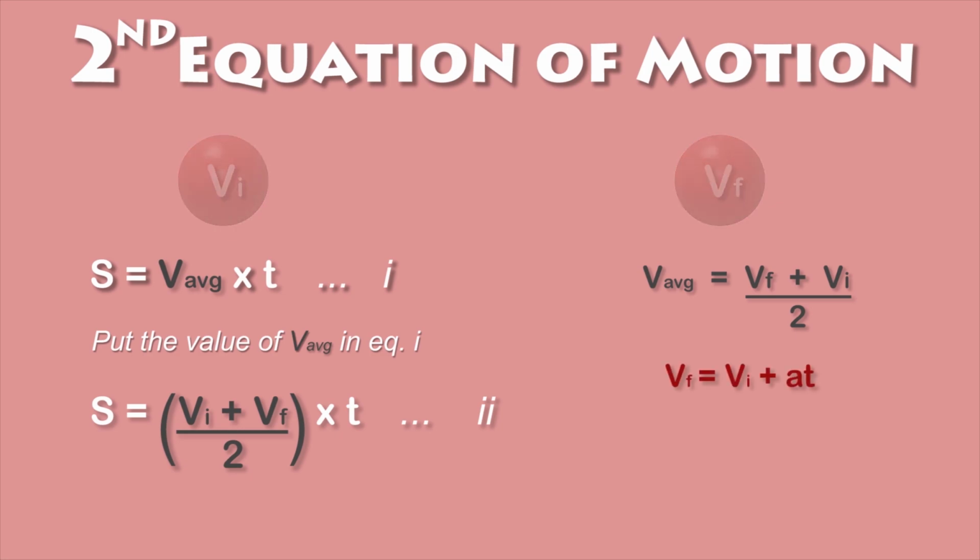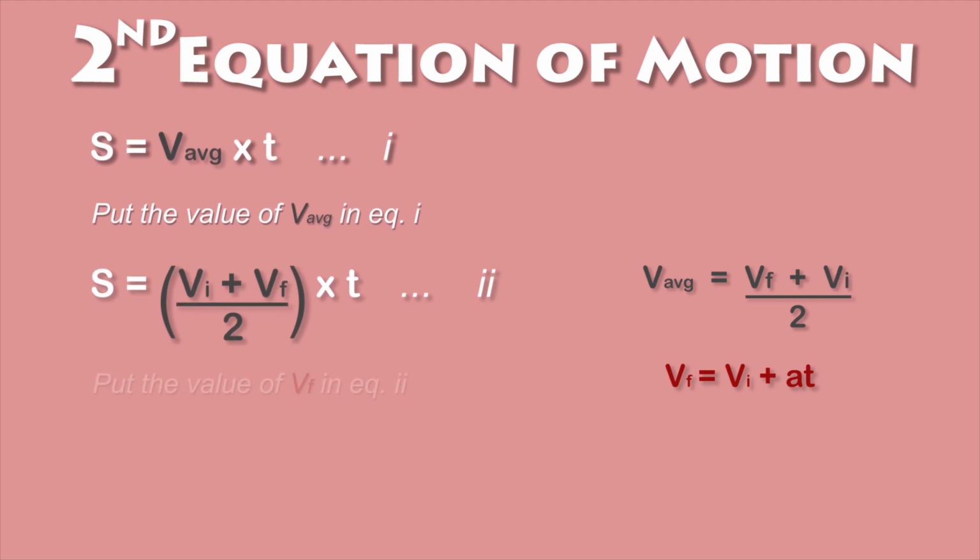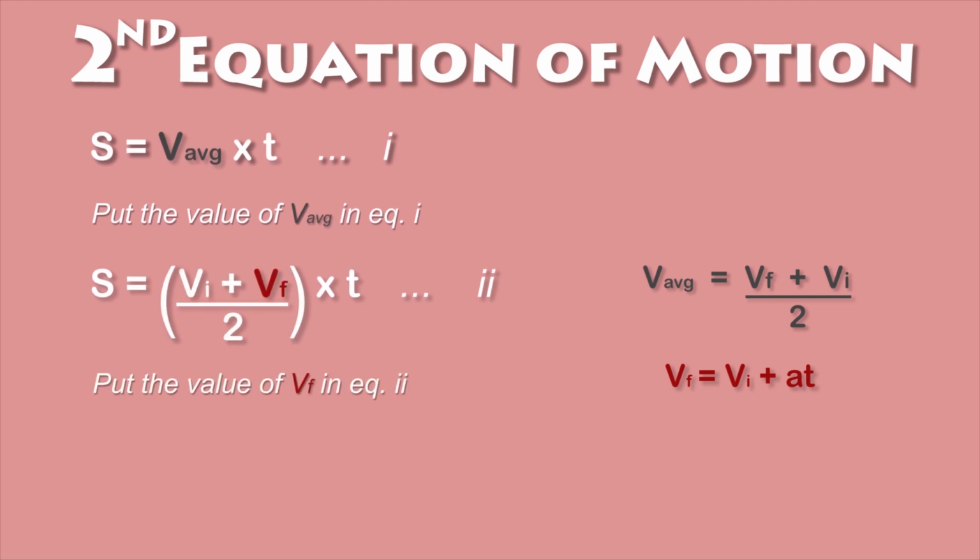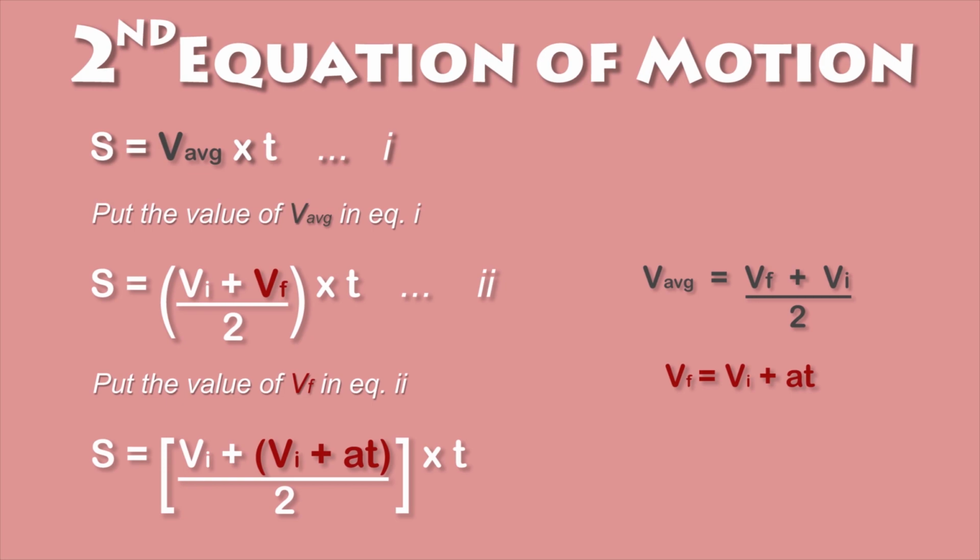From first equation of motion, Vf is equal to Vi plus at. Put the value of Vf in equation 2. S is equal to (Vi plus at) over 2 into t.